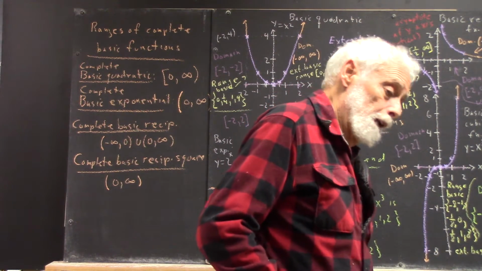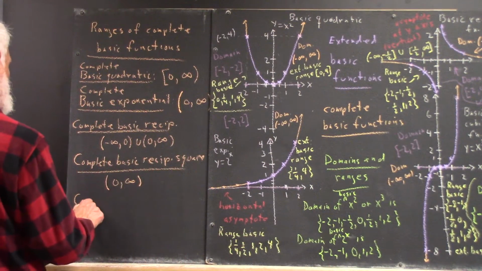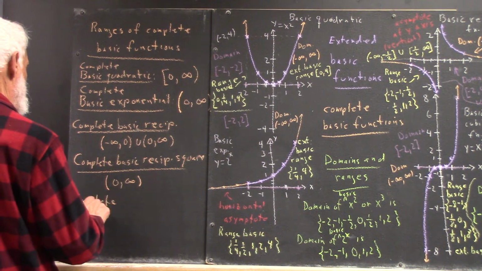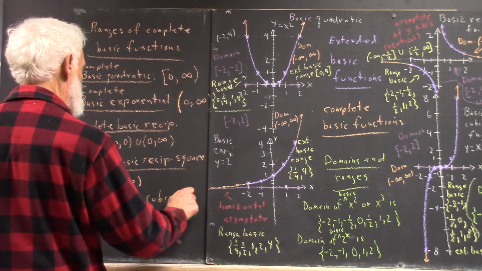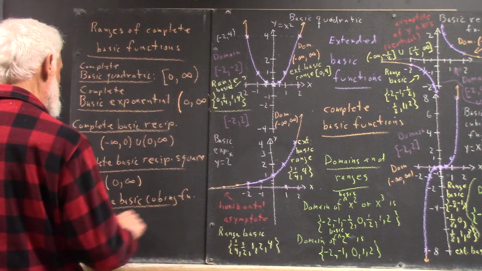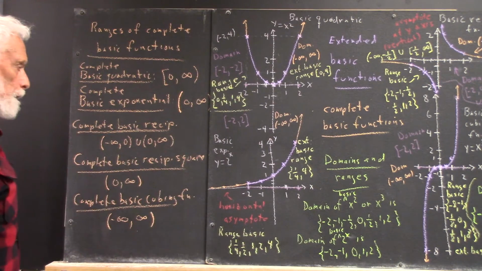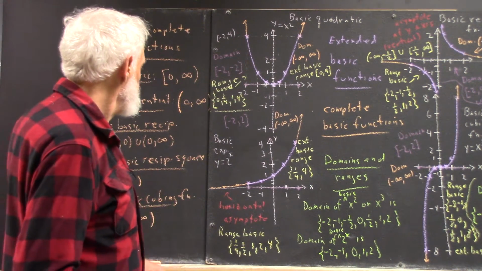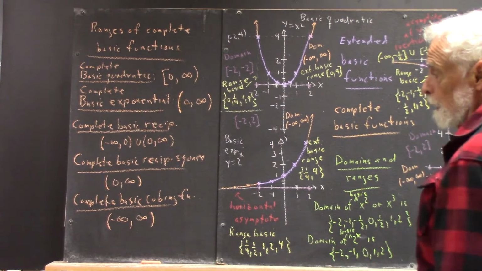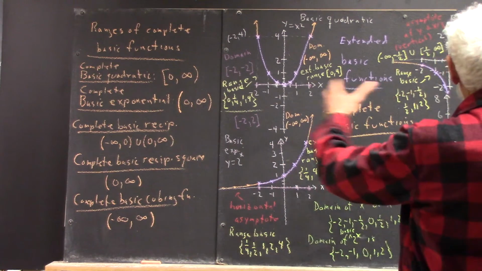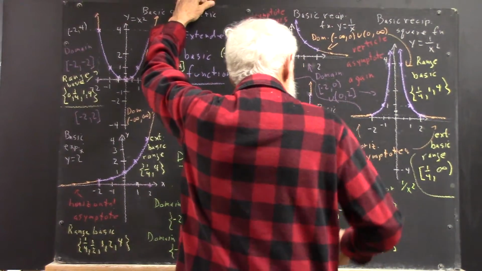The y values go all the way down to negative infinity and all the way up to infinity. So the complete basic cubing function, anything from negative infinity to infinity. So there are the domains, there are the ranges, there's all the information about the domains. Go back to the original picture.